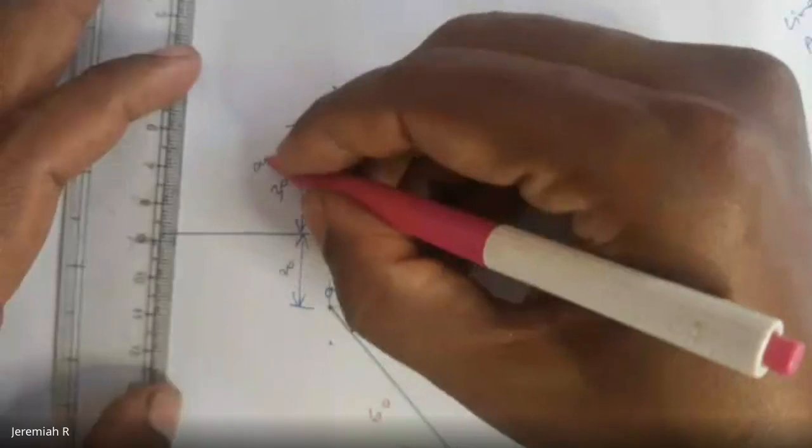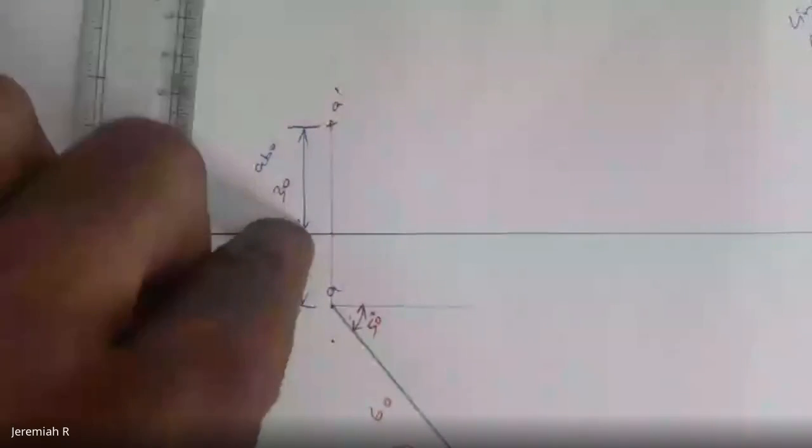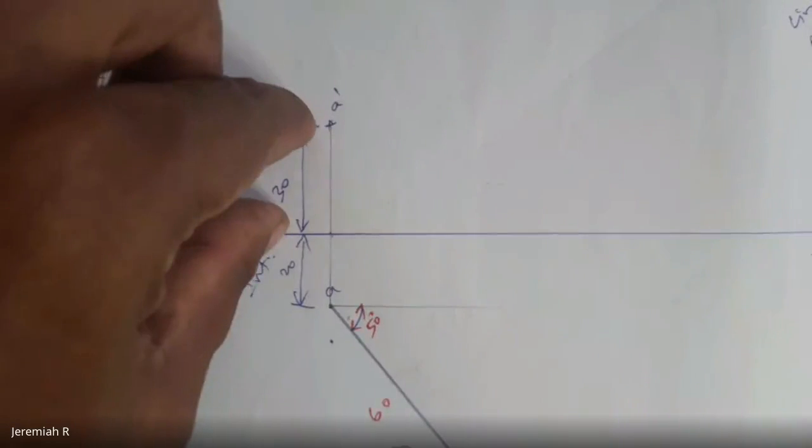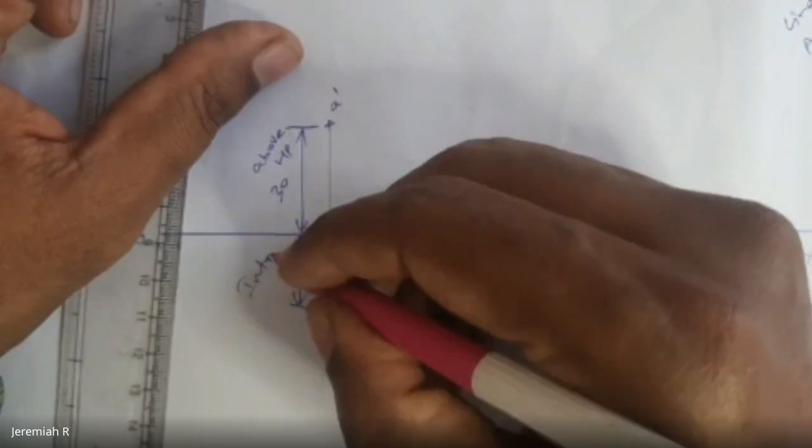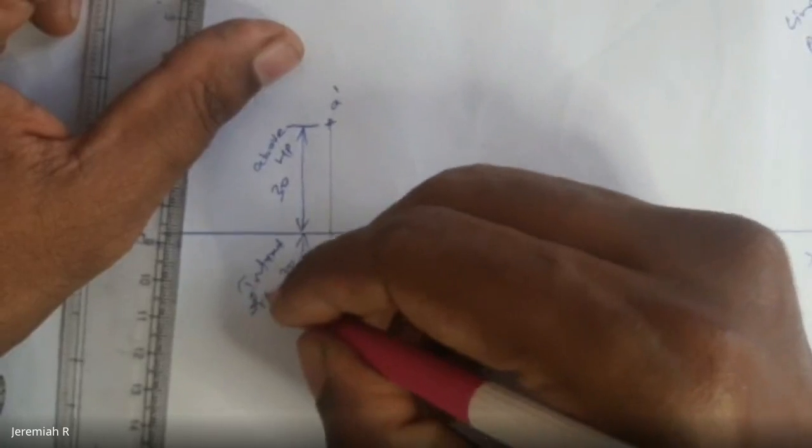Always this is above HP, and this is in front of VP. Below the XY line you will get the part in front of VP. The front view will always be above HP, and the top view will always be in front of VP.